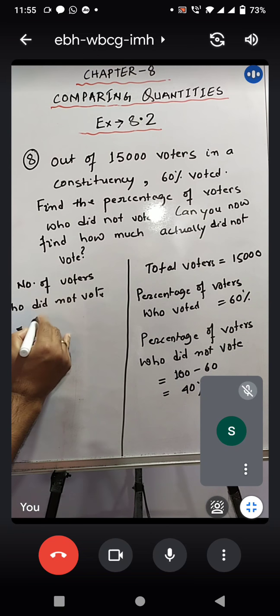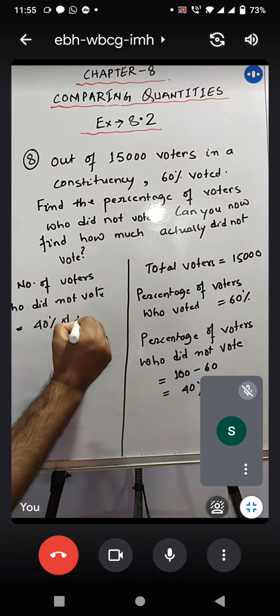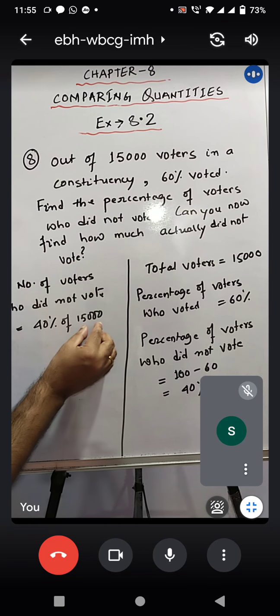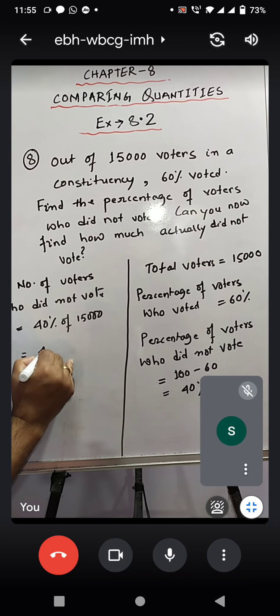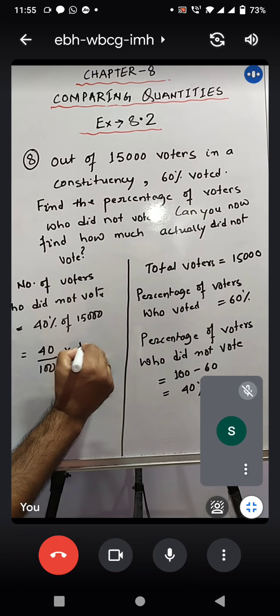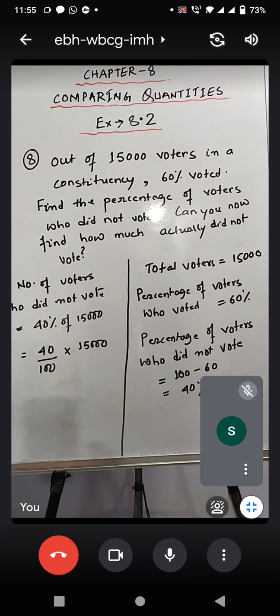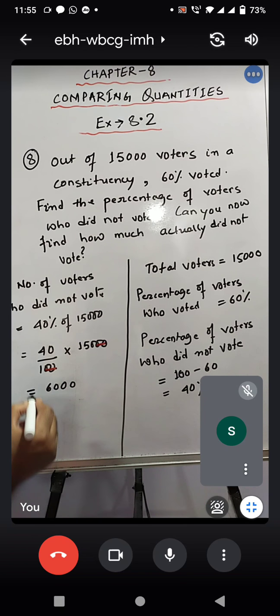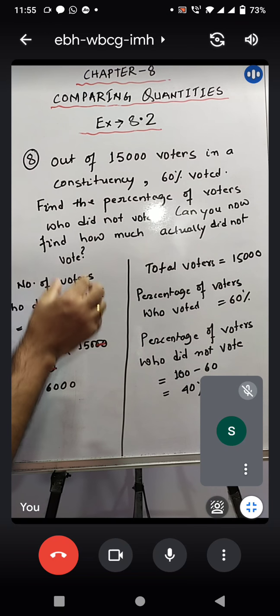We'll write 40% of 15,000. This is what we have to check. What is 40% of 15,000? Because this is the percentage who did not vote. So I have to check what is 40% of 15,000. So 40% can be written as 40 by 100. In place of 'of' you can write a multiplication sign and then 15,000. Now you can reduce the zeros. These two zeros you can reduce. So that is 40 into 150. So 4 into 15 is 60. And two zeros are there. So 6,000 voters. 6,000 voters have not voted in the constituency.